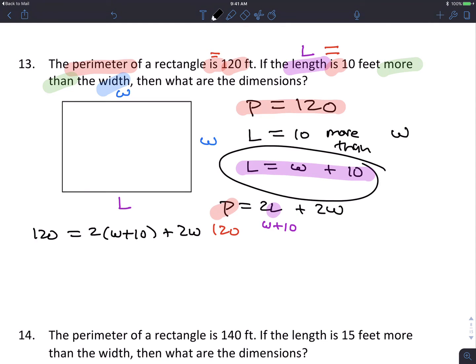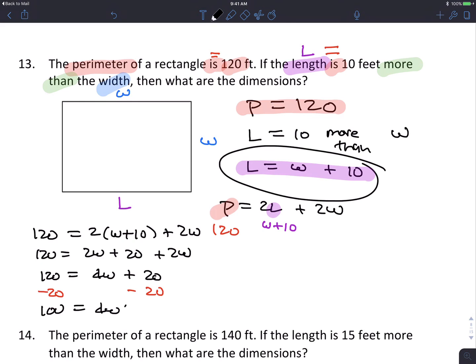So let's solve for W. 120 equals 2W plus 20 plus 2W. 120 equals 4W plus 20. Subtract 20. 100 is 4W. And if I divide both sides by 4, we'll get W being, looks like, 25. So my width is 25. Okay, that goes here.